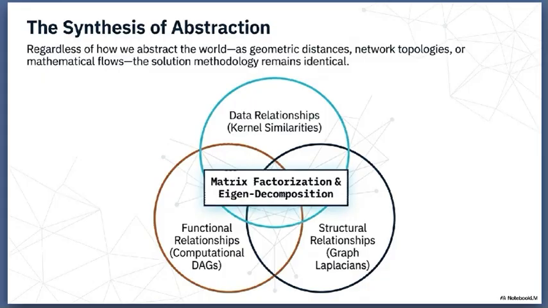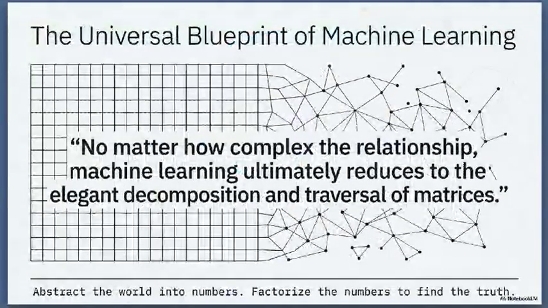They all require translating a complex system into a matrix of numbers, and then factorizing those numbers to reveal the hidden architecture beneath. To summarize the central thesis of our sources, I think it is best to look at the universal blueprint provided at the very end of the text. What does it say? It states, no matter how complex the relationship, machine learning ultimately reduces to the elegant decomposition and traversal of matrices.